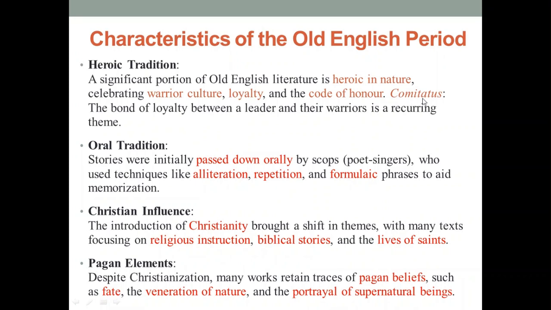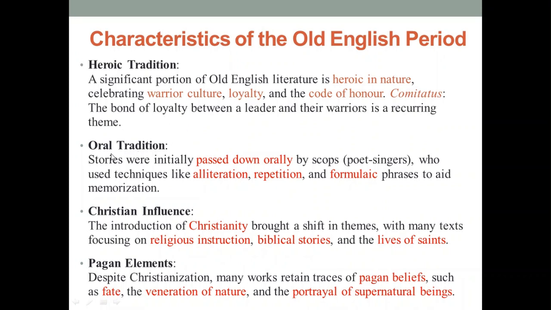Even the theme of comitatus occurs. The bond of loyalty between a leader and their warriors is a recurring theme. Comitatus means that relationship between a leader and their warriors. This recurs often in the writings of the Old English period.